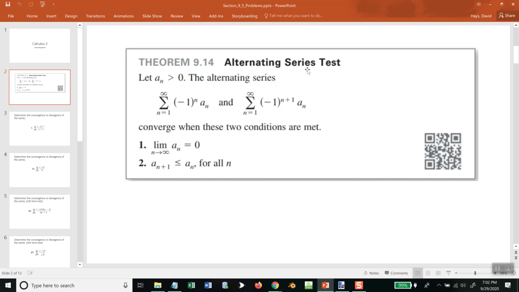Alternating series test, theorem 9.14 says: let a sub n be greater than 0. The alternating series, the summation from n equals 1 to infinity of -1 to the n power a sub n, and the summation from n equals 1 to infinity of -1 to the n plus 1 a sub n, converge when these two conditions are met: when the limit as n goes to infinity of a sub n is equal to 0, and when a sub n plus 1 is less than or equal to a sub n for all n.